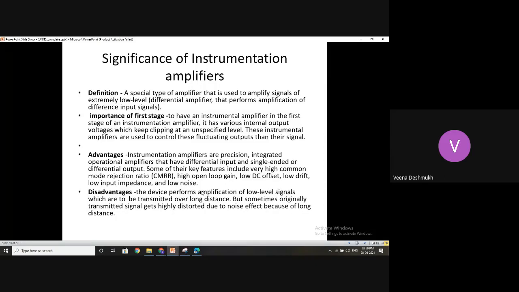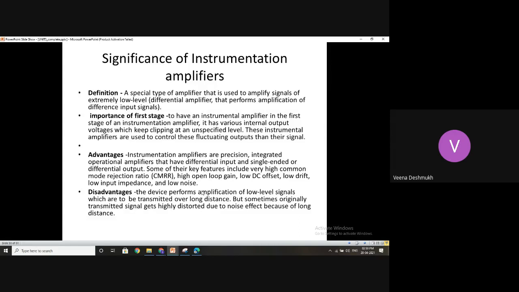So basically these consist of differential amplifier stages. Why differential amplifiers? We will see a little later. They have several advantages. So with this definition, we'll see the importance of this first stage of any system design and why these instrumentation amplifiers are used in the first stage.